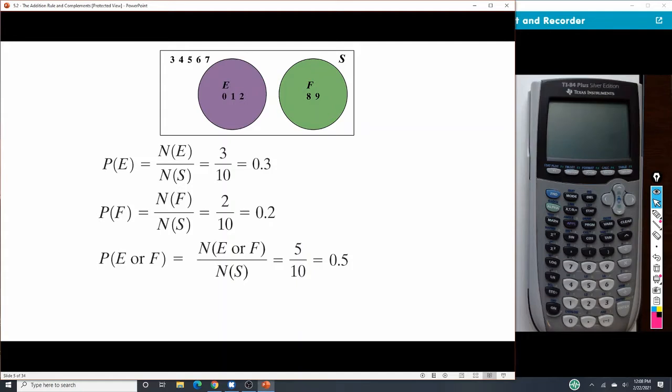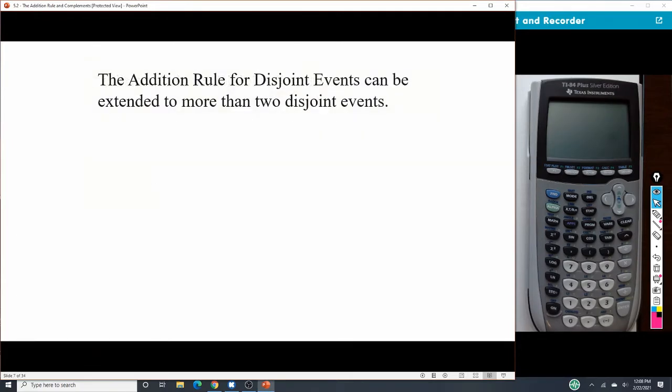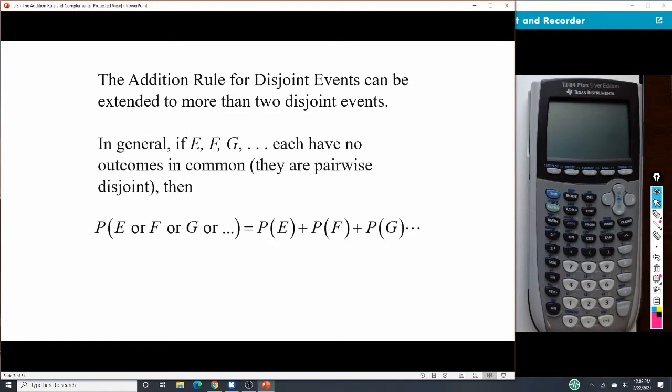Now, there is another way of doing it. Because they're disjoint, we could just have taken the two original probabilities, the probability of E and the probability of F, and added them together, and we still get the same number. And so that is our first rule. For disjoint events, they must be disjoint or mutually exclusive, the probability of E or F happening is the probability of E plus the probability of F. And we can extend that to more than 2 events.